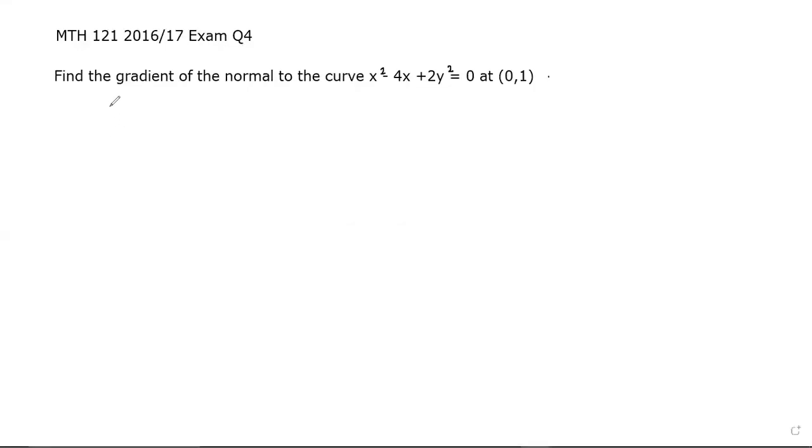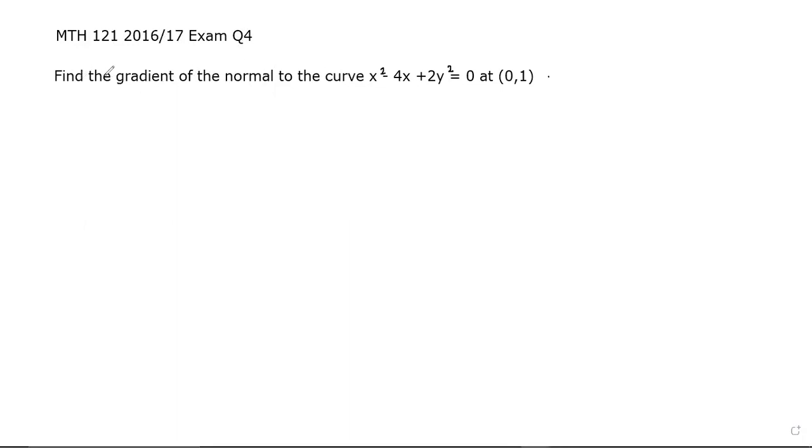All right, good day. This is the 1-2-1-16/17 exam past question, question number 4. My question number 4 may not be the same in yours. Yours may be question number 10 or 12 or so, but the question will still be the same.